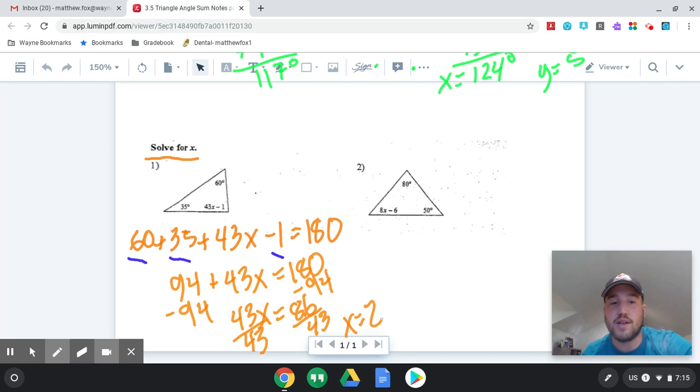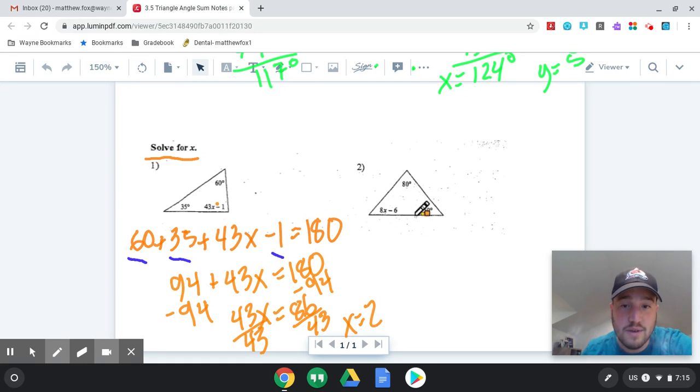Now it's important for us to realize that's not what this angle equals. That's what x equals. If I had to find what this angle is, I would just plug the 2 in. So 2 times 43 is 86, minus 1 gives us 85. And that would be our final answer for that angle. But for what x is, it's just 2.